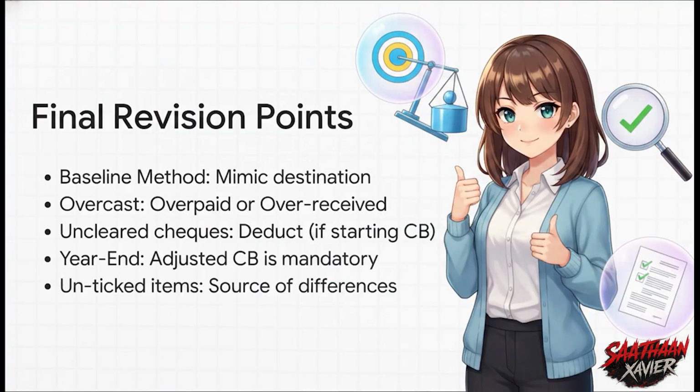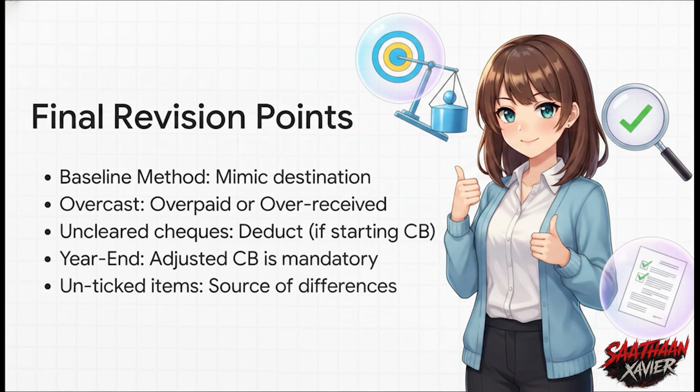You'll definitely want to lock in these memory tricks for your final revision. First up, the baseline method. Always adjust your starting book to mimic the destination book. Next, dealing with an overcast, just remember, overcast credit means you over-recorded payments, overcast debit means you over-recorded receipts. Next, uncleared checks. If you start with the cash book, always deduct deposited checks that haven't cleared yet. And remember that golden rule we talked about. At year-end, the adjusted cash book is absolutely mandatory.